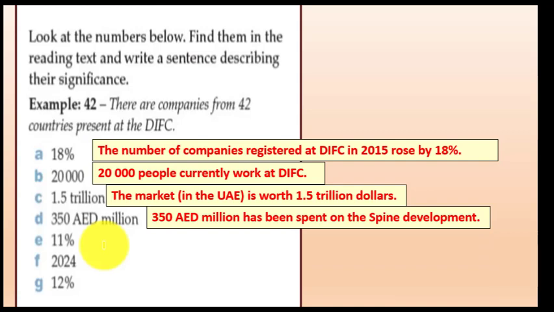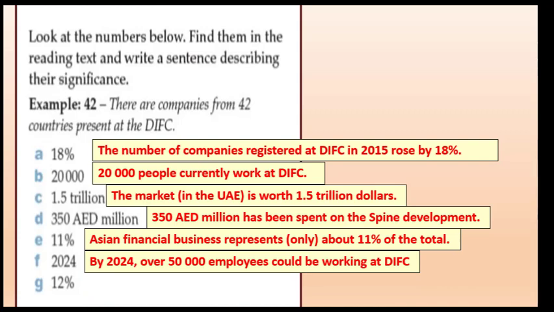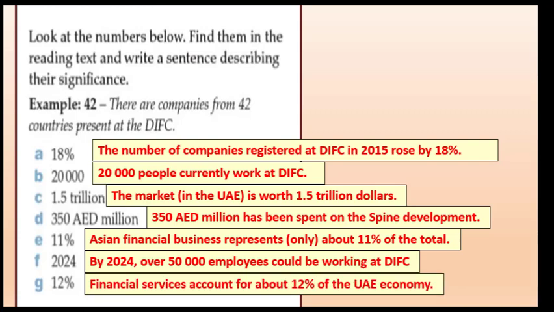D, 350 AED million has been spent on the spine development. E, Asian financial business represents only about 11% of the total. F, by 2024, over 50,000 employees could be working at the IFC. G, financial services account for about 12% of the UAE economy.